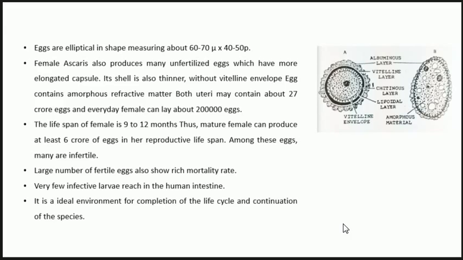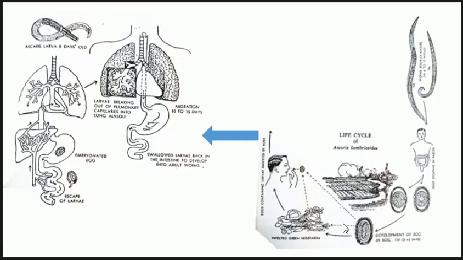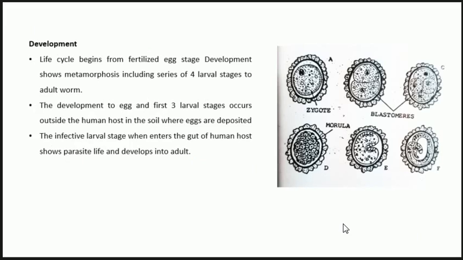One more thing: the ideal environment for completion of the life cycle and continuation of the species is outside of the human body. So these eggs come out. We will see this diagram again. How the development takes place is important. So in the development, here the life cycle begins.